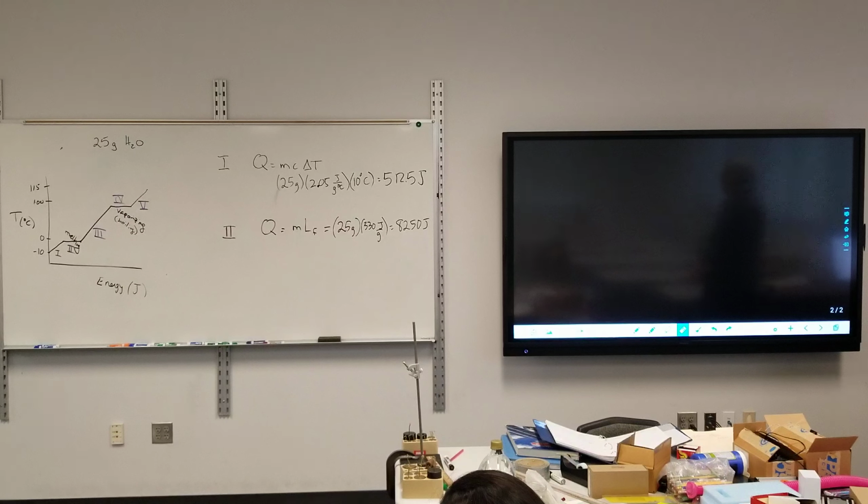I didn't know where you got the 2.05 joules per gram degree Celsius. Yeah, was that a given? That's a given. It's specific to ice. So if I'm talking about ice, either I give it to you in a problem, or it's at the top of the page of formulas, or it's something that you just look up. I think on the master set, I give you any of the information that you might need.